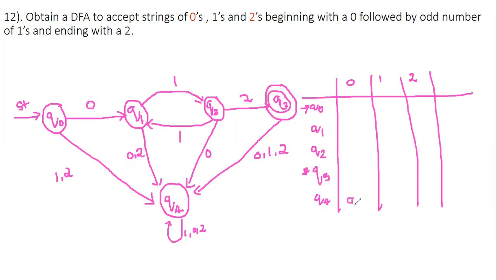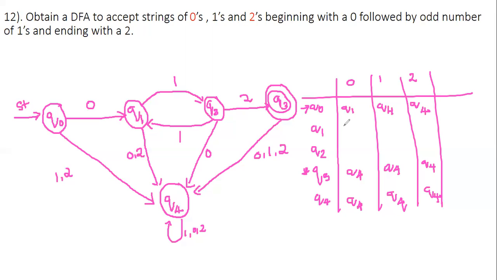So here I will start with Q4 because it has a self loop: Q4, Q4, Q4. Then what about Q3? Q3 on receiving 0, 1, 2 will go to Q4 itself, so Q4, Q4, Q4. Then Q0: on receiving 0, it will go to Q1. On receiving 1 or 2, it will go to Q4.